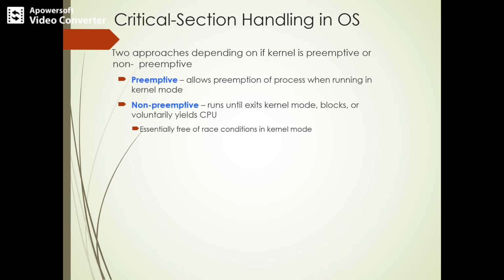The kernel is mainly subdivided into preemptive and non-preemptive. In the preemptive kernel, a process running in kernel mode can be preempted. The non-preemptive kernel does not allow a process in kernel mode to be preempted. It runs until it exits kernel mode, blocks, or voluntarily yields the CPU.